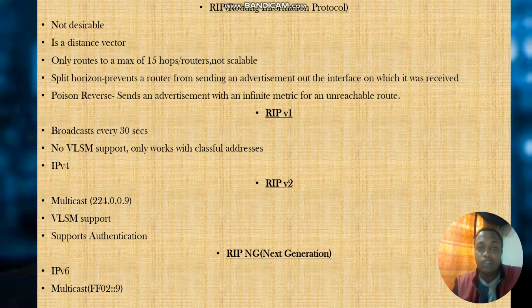RIP means Routing Information Protocol, and it's not desirable. It's a distance vector routing protocol, meaning that it considers the hop count, or the number of routers that you have to go through so that you reach your destination network. And as we said earlier, it's not scalable, since it only routes to a maximum of 15 hops, that is 15 routers. What Routing Information Protocol uses is the split horizon and the poison reverse.